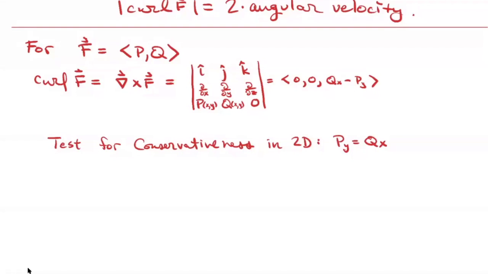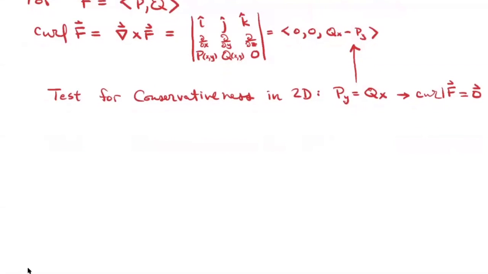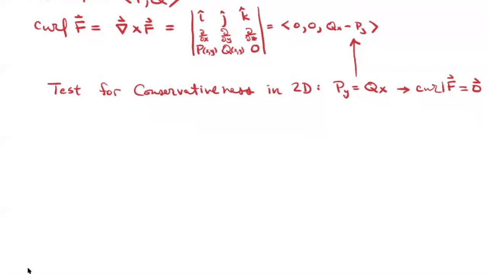Okay, but notice if Py is equal to Qx, that implies curl F will be 0. Now, given our prior discussion, where we've shown that the curl is an axis of rotation and it's also related to the rate of rotation, we can now take this to say that conservative vector fields are irrotational.